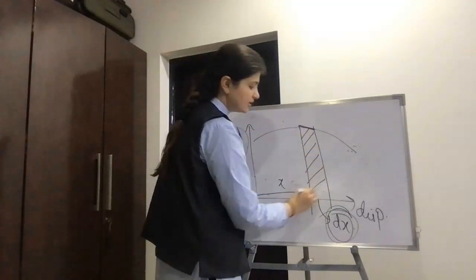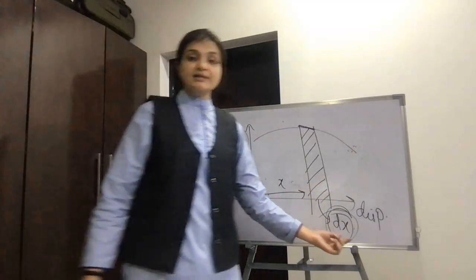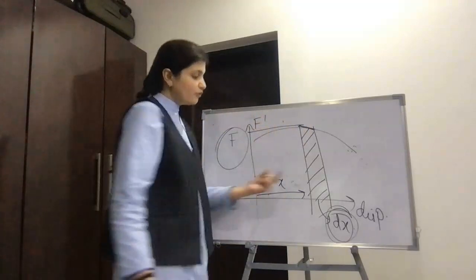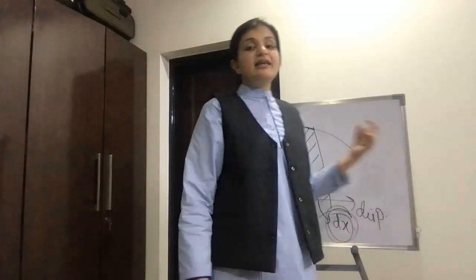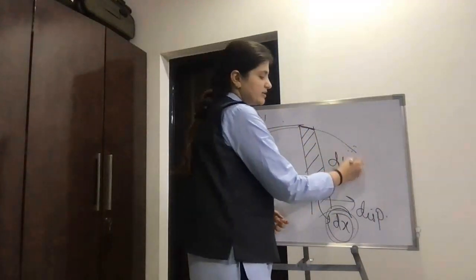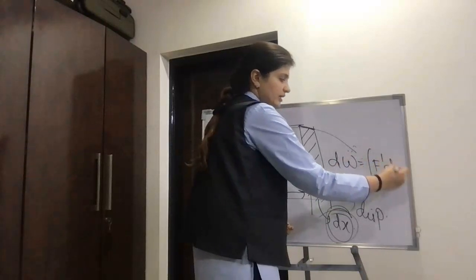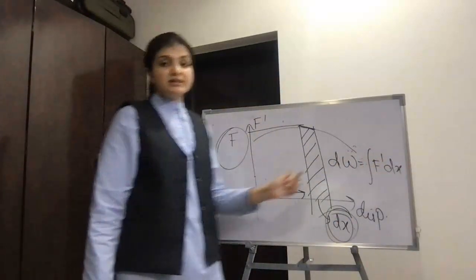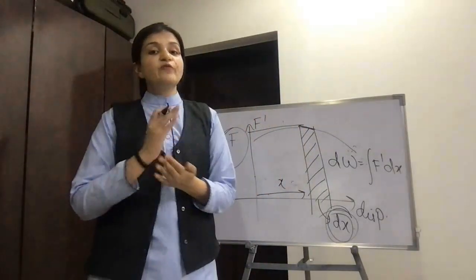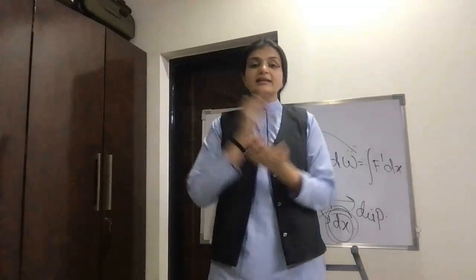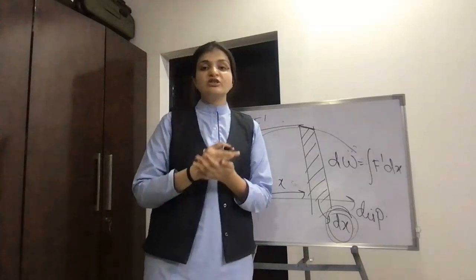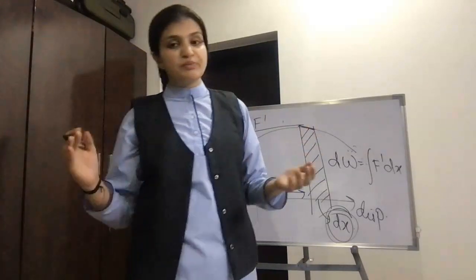We can calculate the total work done for this dx element. Let's consider that for this dx element thickness the force is f dash. So the work done is equal to f dash into dx, because we already know that if the force is of constant nature, then the total work done is equal to the force of constant magnitude into displacement.